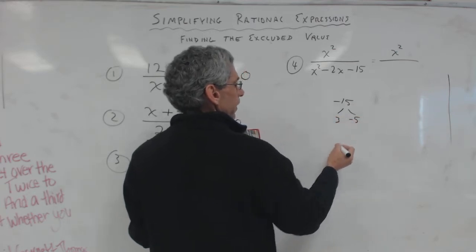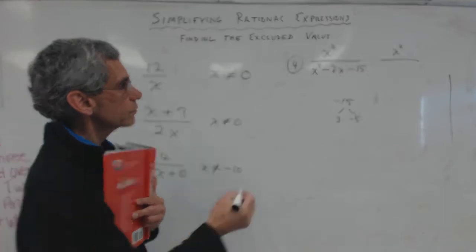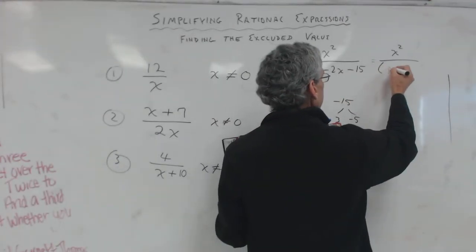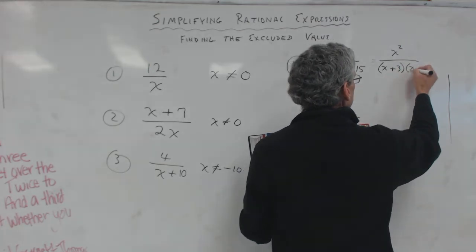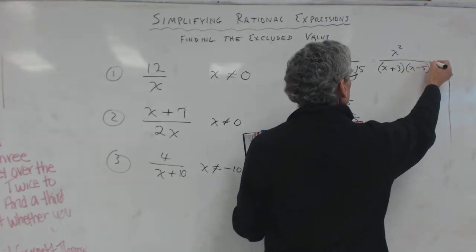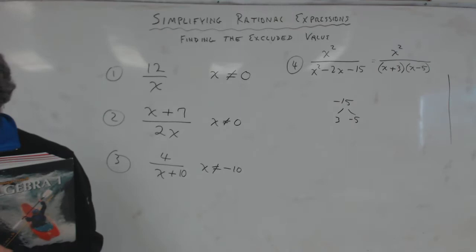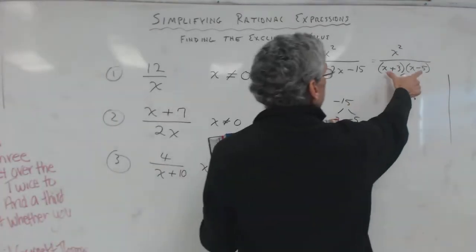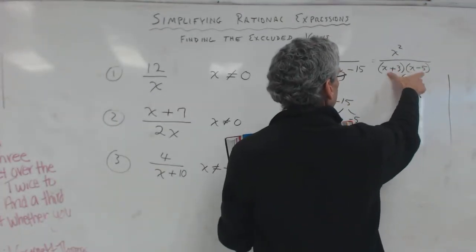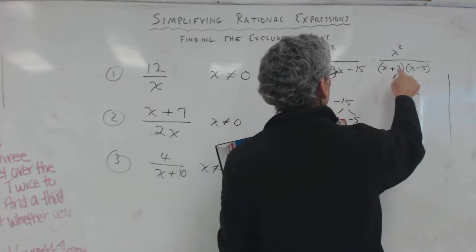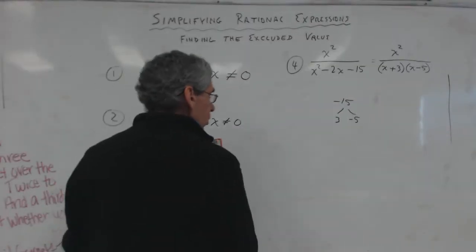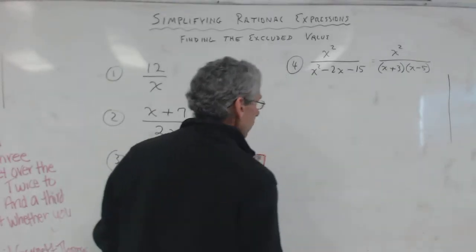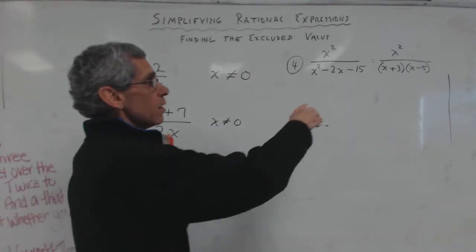What if I made 5 negative? Would that work? All right, so I could then do my little thing. x plus 3 times x minus 5. You guys agree? Is that right? Let's just double check. 3x minus 5x is minus 2x. Yep, that's right. And 3 times negative 5 is negative 15. Perfect.